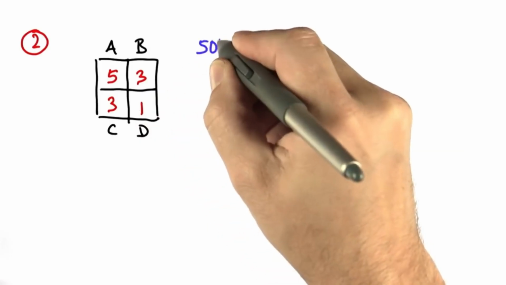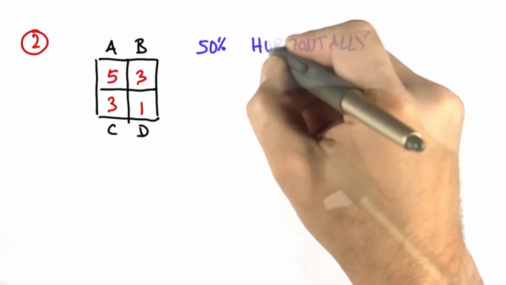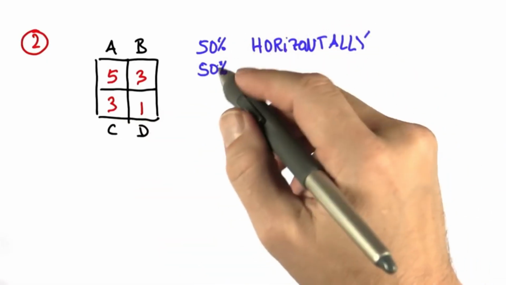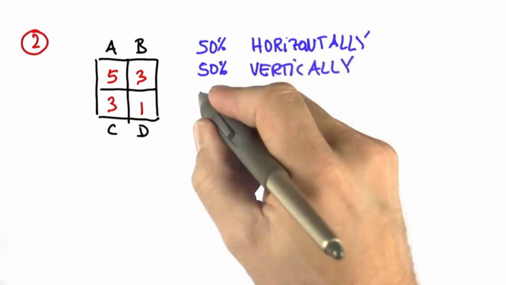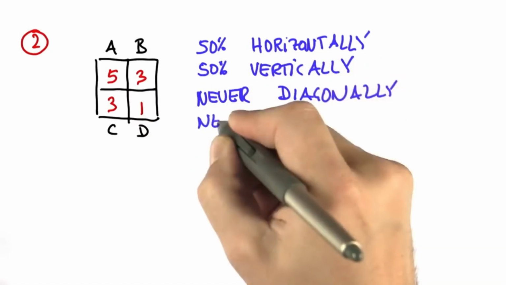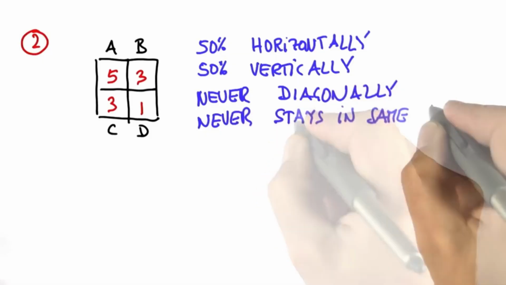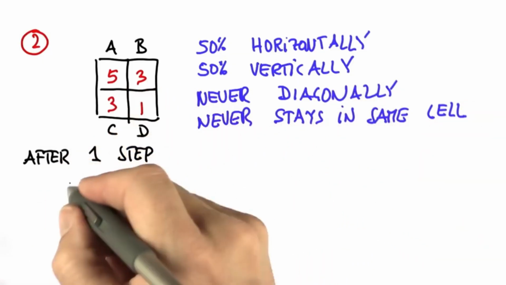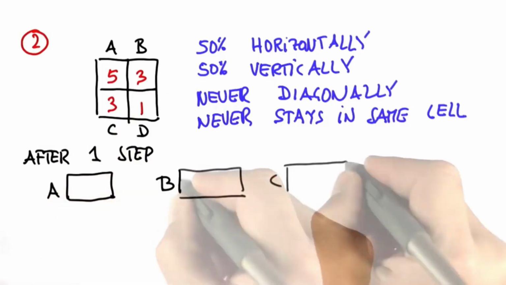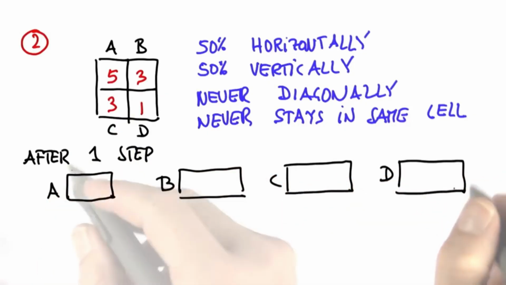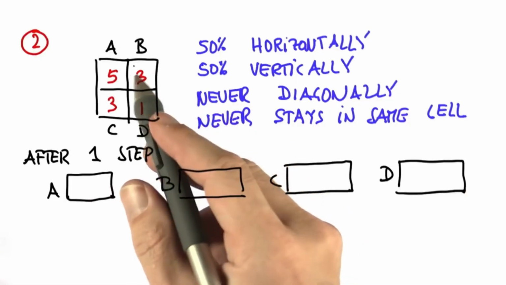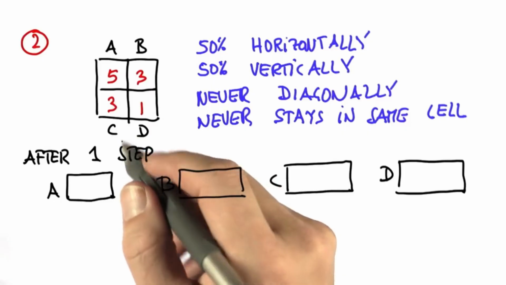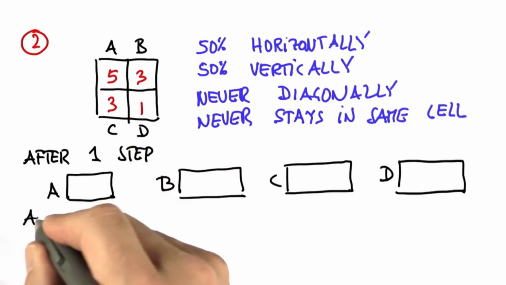Our robot moves with 50% probability horizontally. So for example, if it was in D, it would move to C. It moves with 50% chance vertically, but never diagonally, and it never stays in the same cell. After one motion step, how many particles do we expect in cell A, B, C, and D? Answer the same for the asymptote. So if we move infinitely often, what is the distribution that we expect this to converge to?